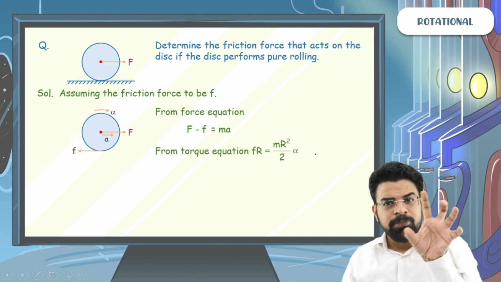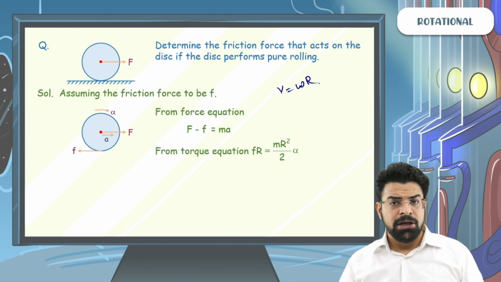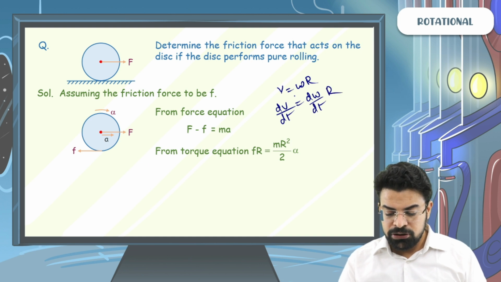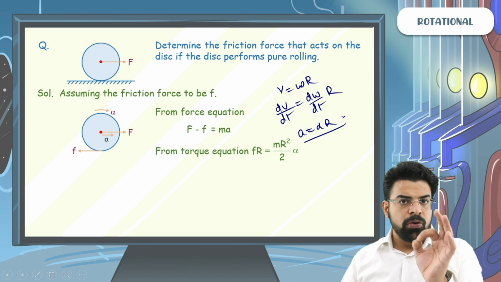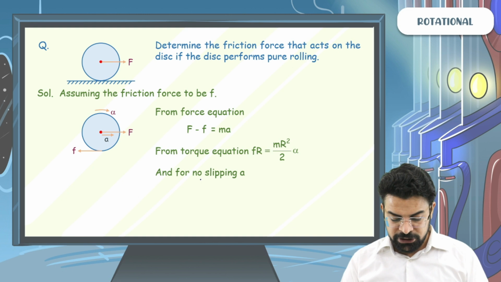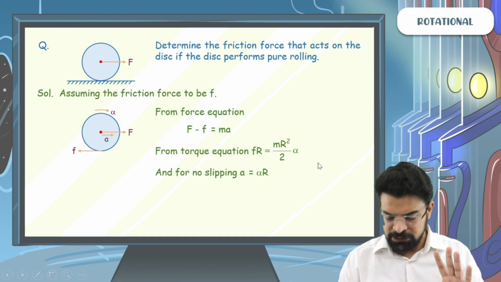If the body performs pure rolling on this fixed surface, then V equals omega r. Since V equals omega r, you can say dV by dt equals d omega by dt into r. So you can write a equals alpha r. So for pure rolling, acceleration has to equal alpha r. So that will be the third equation: for no slipping, a equals alpha r. So now we can solve these three equations.